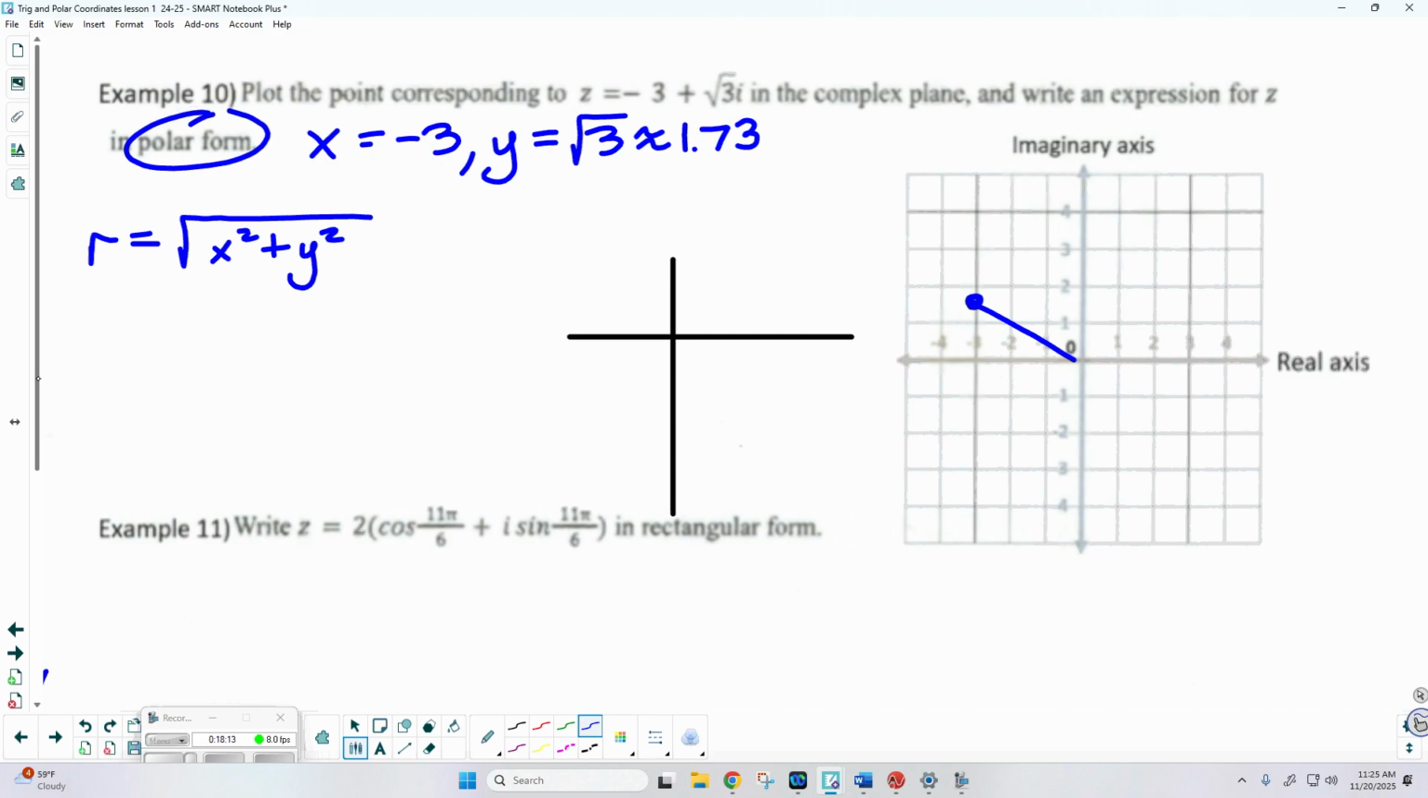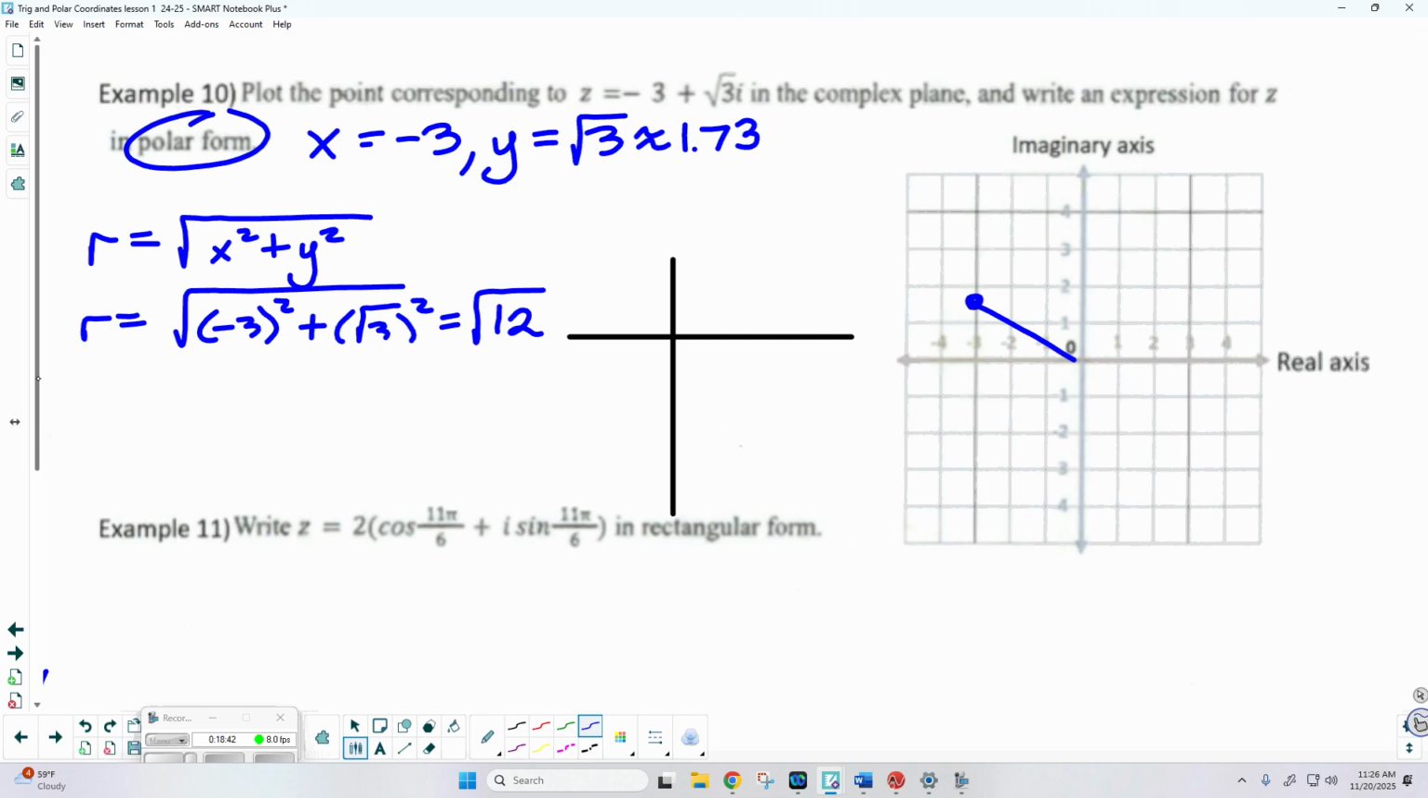Now, remember, a moment ago, they referred to this as z, but it's not going to change anything if we use this variable that we're already accustomed to. So the radius is going to equal x squared, so -3 squared, plus the square root of 3 squared, all below the square root. So it looks like I'm going to get the square root of 9 plus 3, so the square root of 12.